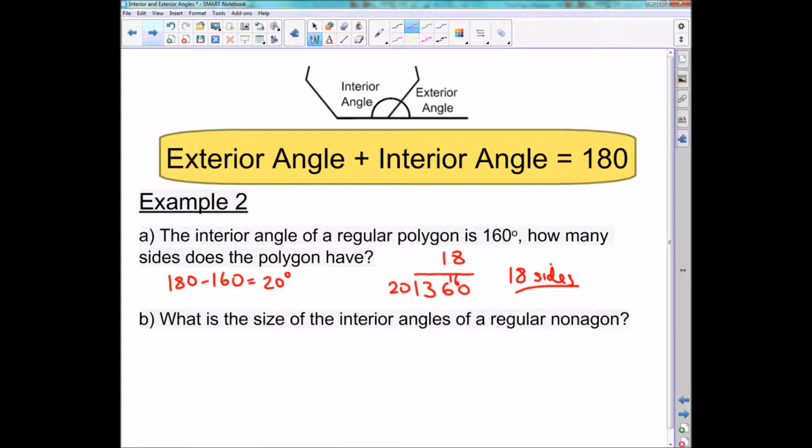Question B is asking for the size of the interior angles of a regular nonagon. Okay, so in this case, a nonagon has 9 sides. So I'm going to start off by finding the exterior angle. I do this by again doing 360 and dividing it by 9. So 36 divided by 9 is 4. 0 divided by 9 is 0. So I've got one exterior angle is 40 degrees. Now if you remember, all I need to do is take that away from 180 and I'll get my interior angle, which is 140 degrees. So nonagons have interior angles of 140 degrees.